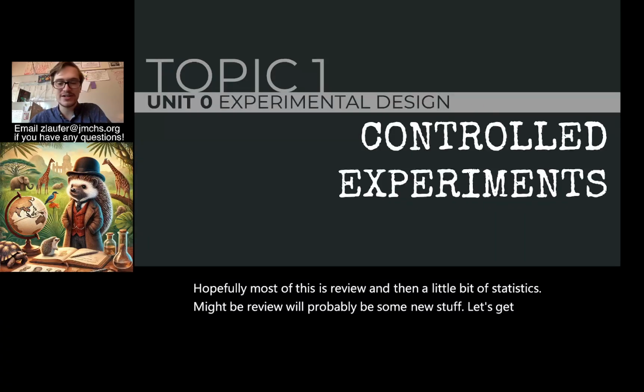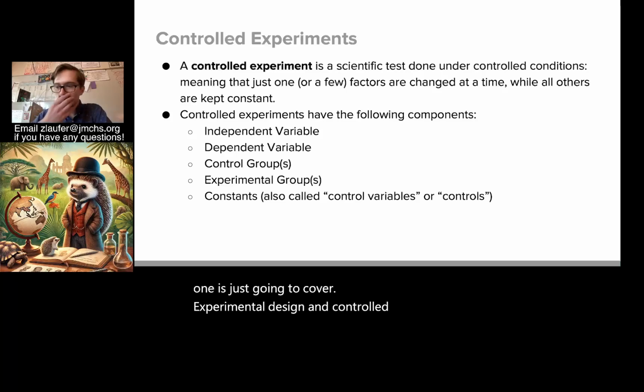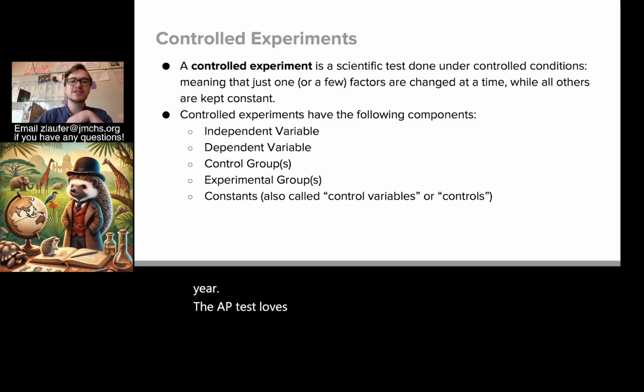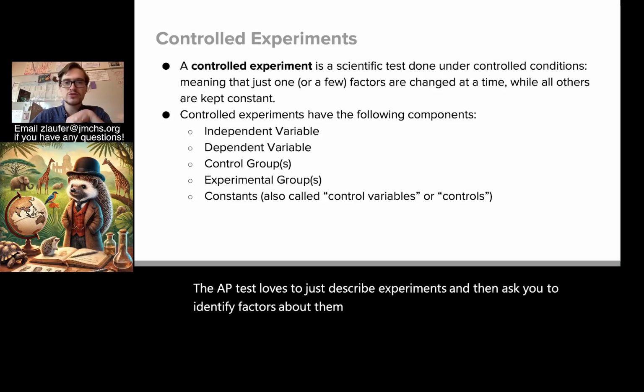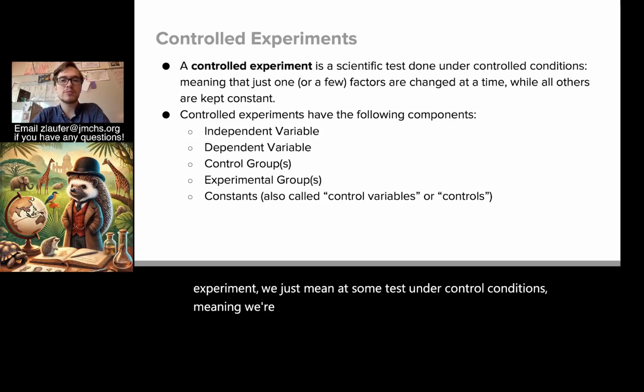This one is just going to cover experimental design and controlled experiments. So we're going to talk a lot about various controlled experiments throughout the year. The AP test loves to just describe experiments and then ask you to identify factors about them. When we talk about a controlled experiment, we just mean some test under controlled conditions, meaning we're holding most of our variables constant and only changing one or two things between trials and tests.